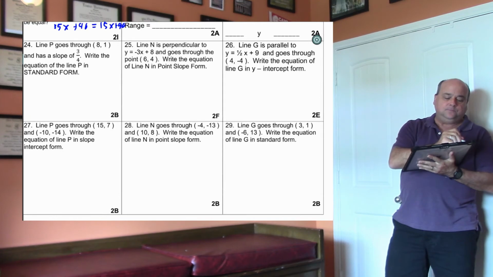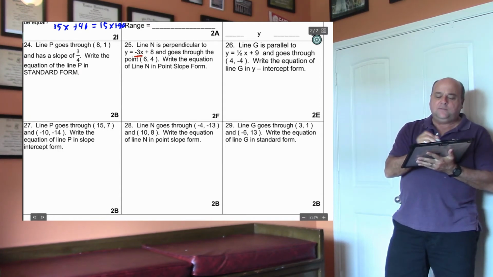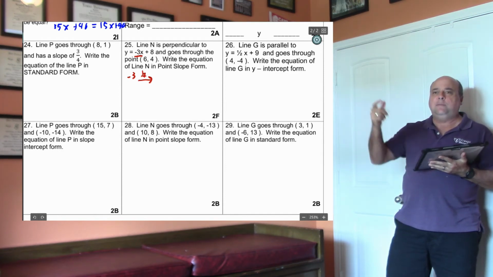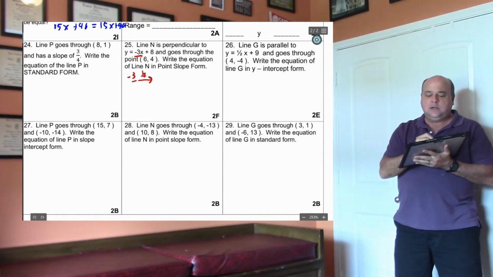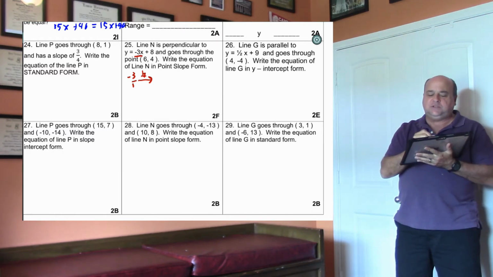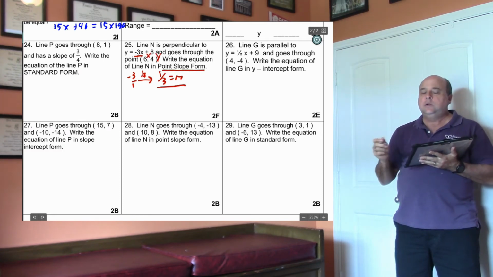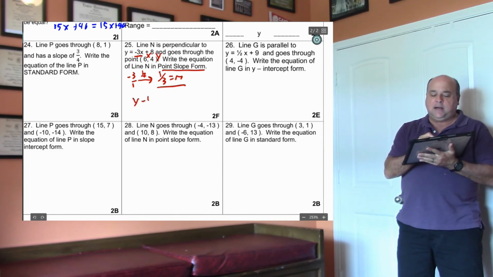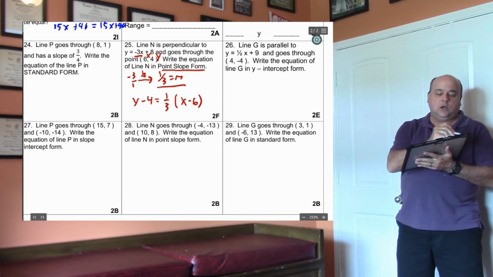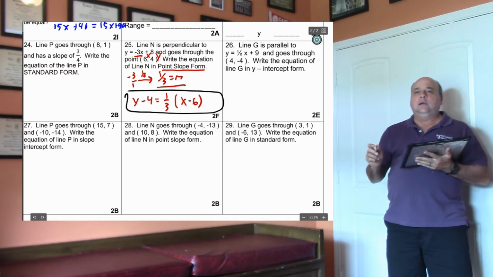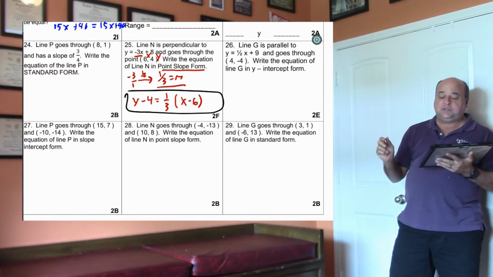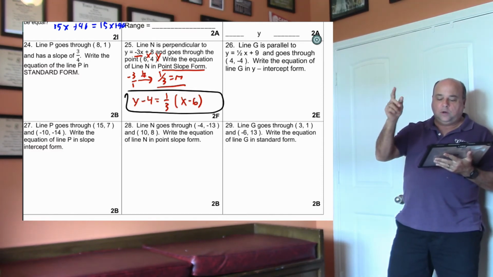Let's do 25. So on 25, this is my slope. And I want a perpendicular slope. That means I need to flip it and switch the signs. So negative 3 over 1, if I flip it and switch the signs, I'll get 1 over 3. That's going to equal my m. This is my x, this is my y, and I want point slope. So I'm just going to write down y minus 4 equals 1 over 3, parentheses x minus 6. I want point slope. That's it. I stop. If I wanted a parallel, I would not have switched the signs, would I? And I will do one more.